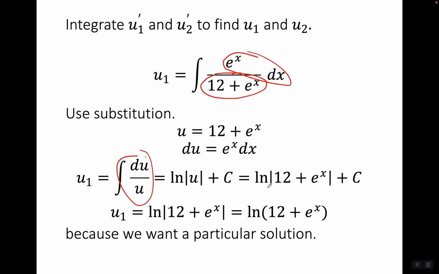In other words, it's going to be the natural log of the absolute value of 12 plus e to the x plus c. So u1, okay, we don't need the plus c. We want a particular solution, so we don't need the general solution. So u1 is the natural log of 12 plus e to the x, in absolute value. But since 12 plus e to the x is positive, we'll just write that as natural log of 12 plus e to the x.